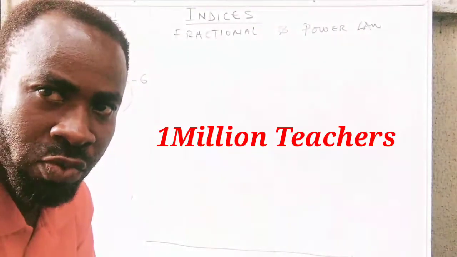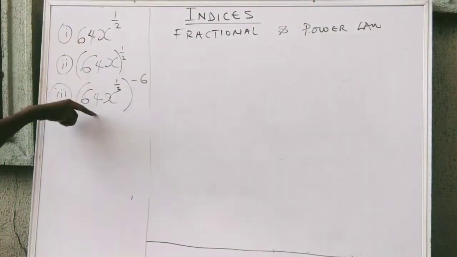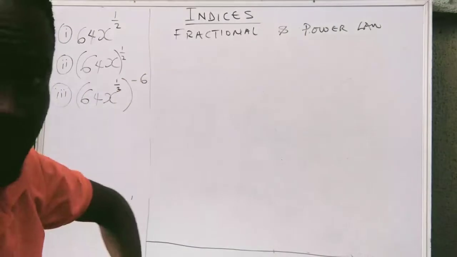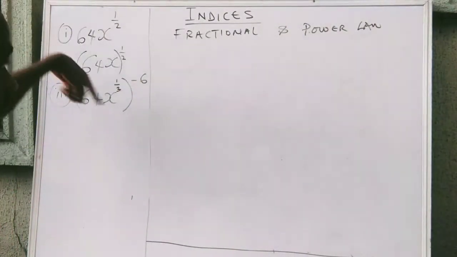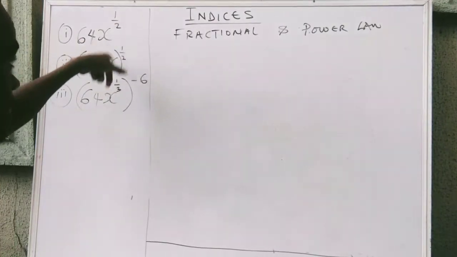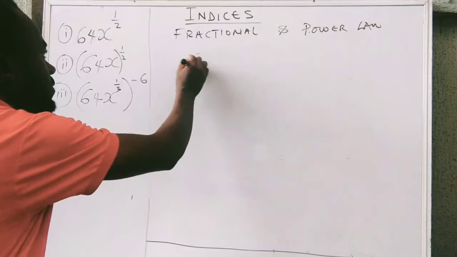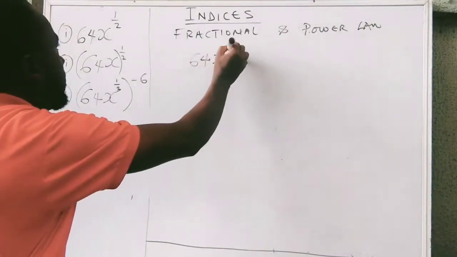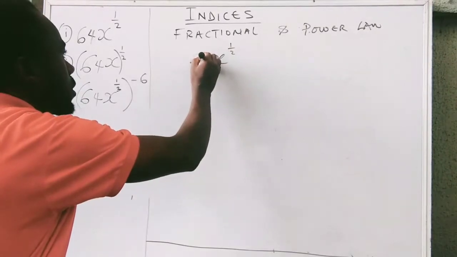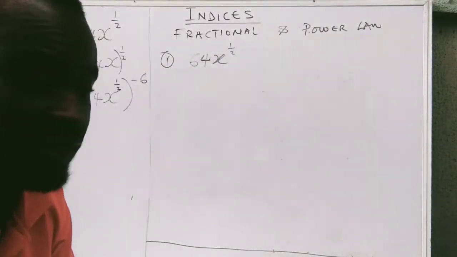Now, today we'll be looking at some series of questions here, still under fractional and power law. If you look at these three questions here, they all look alike, but they are quite different. So, the first one is 64x raised to the power of 1/2. How do we simplify a problem like this?